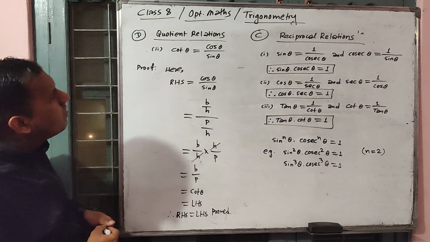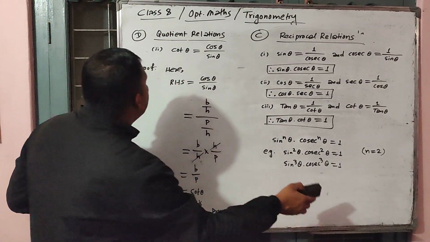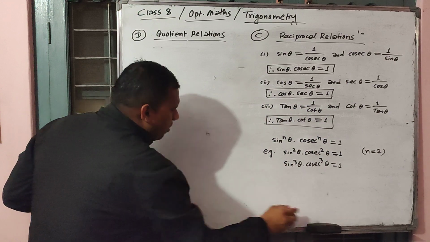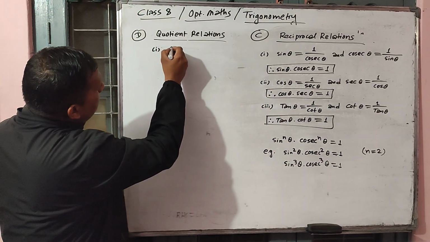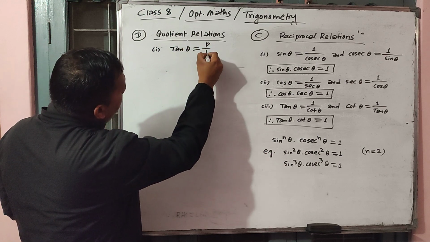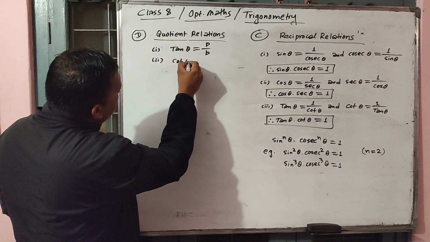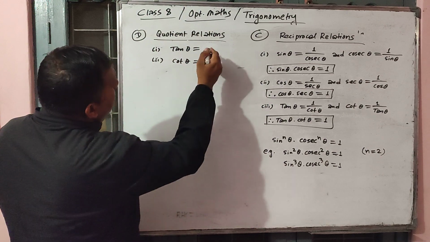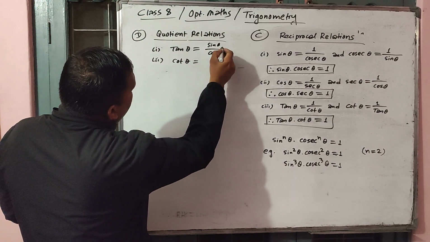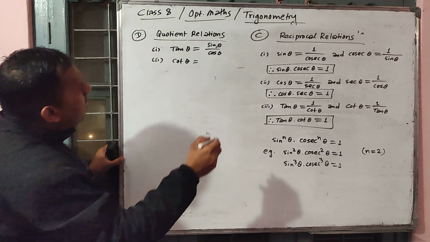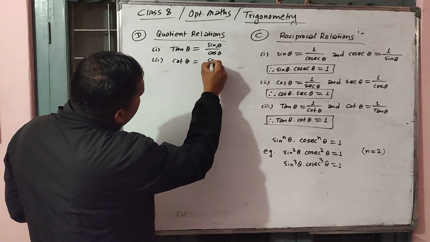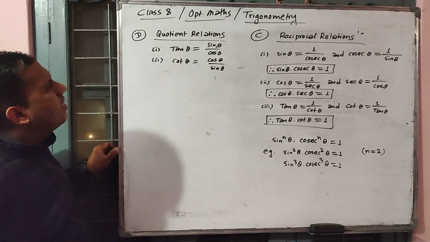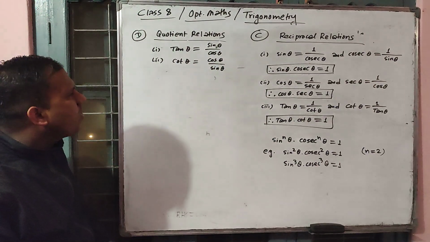Okay, students, these are cosine relations. So in cosine relation, we need to remember two things. First one is tan theta equal to sin theta upon cos theta, and second one is cot theta equal to cos theta upon sin theta. So in cosine relation, the tan and cot are represented in terms of sin and cos.